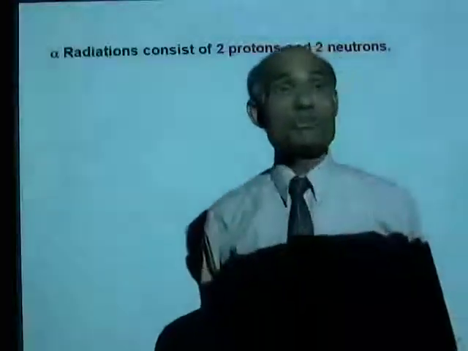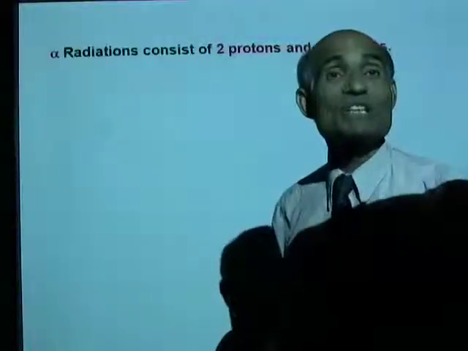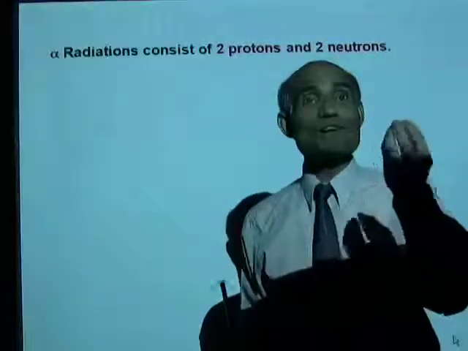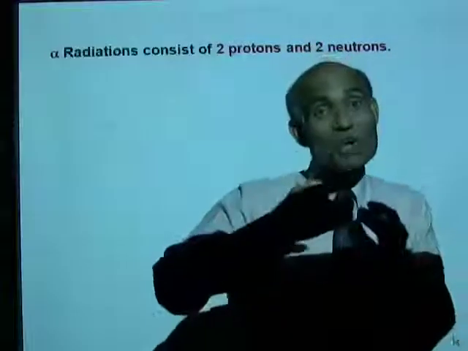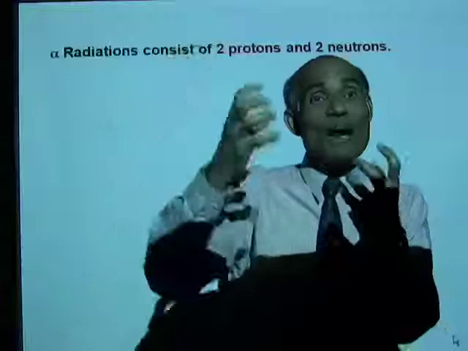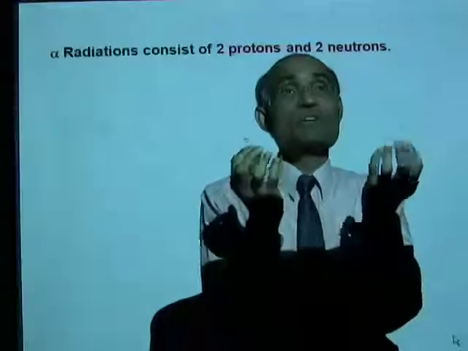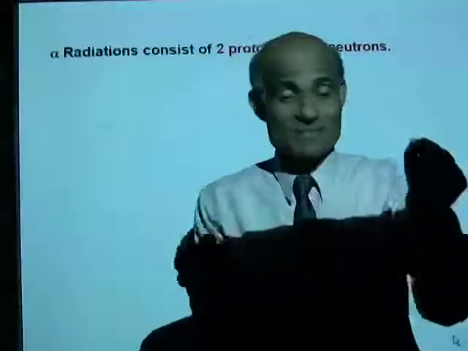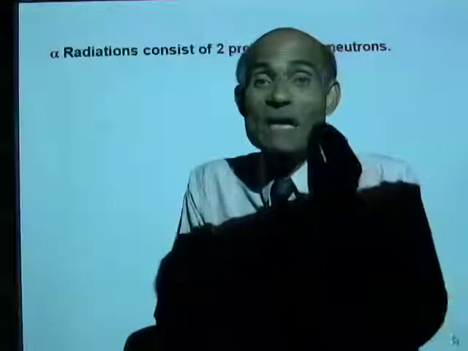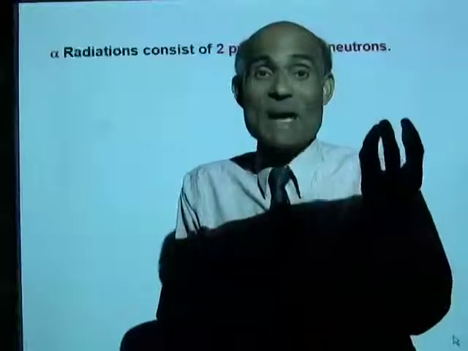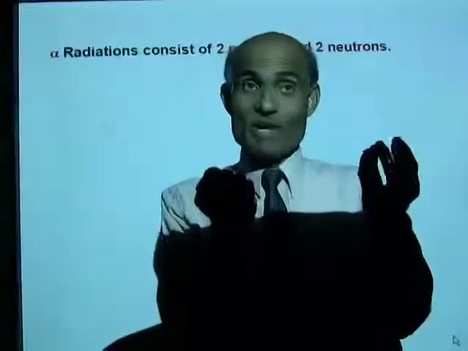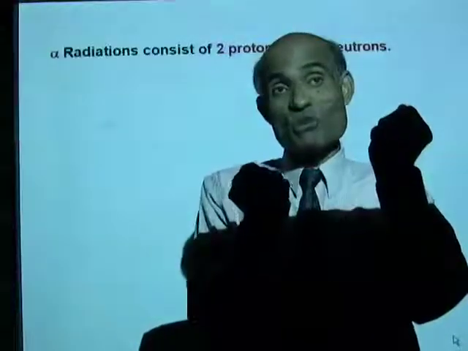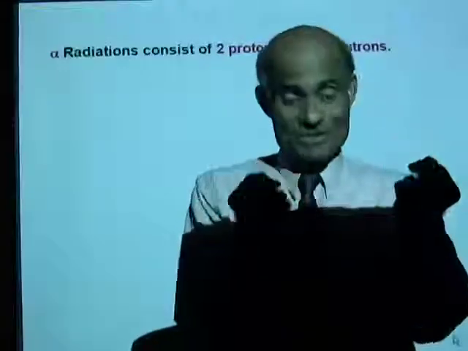Further studies showed that alpha radiations consist of 2 protons and 2 neutrons. So, when an alpha radiation goes out of a nucleus, that nucleus loses 2 protons and 2 neutrons. Now remember, a nucleus is identified by its atomic number and mass number. Atomic number is the number of protons, and mass number is the number of protons and neutrons.